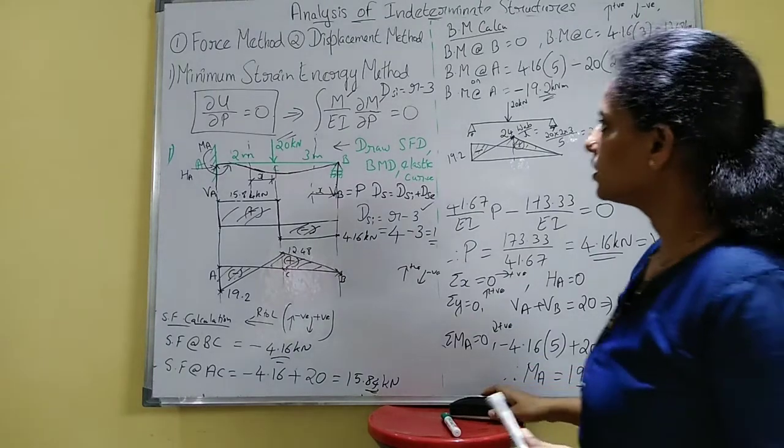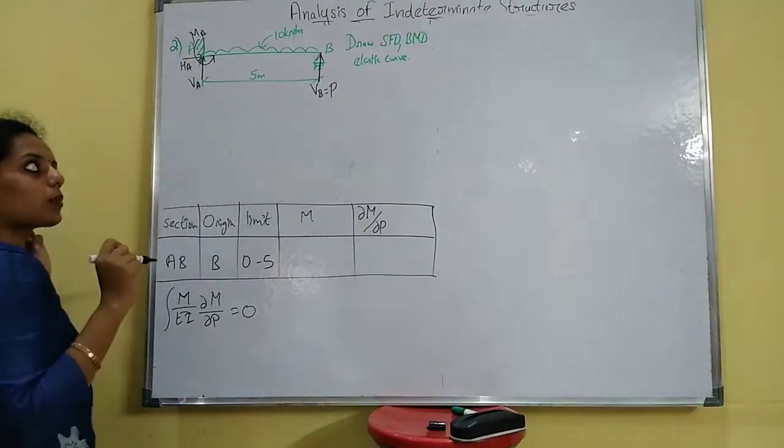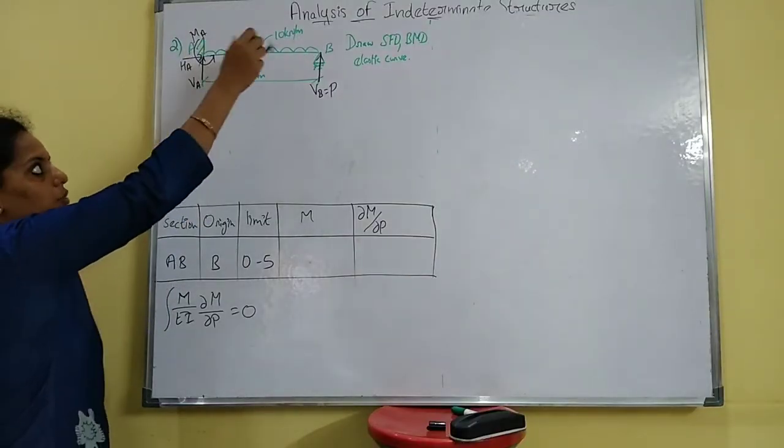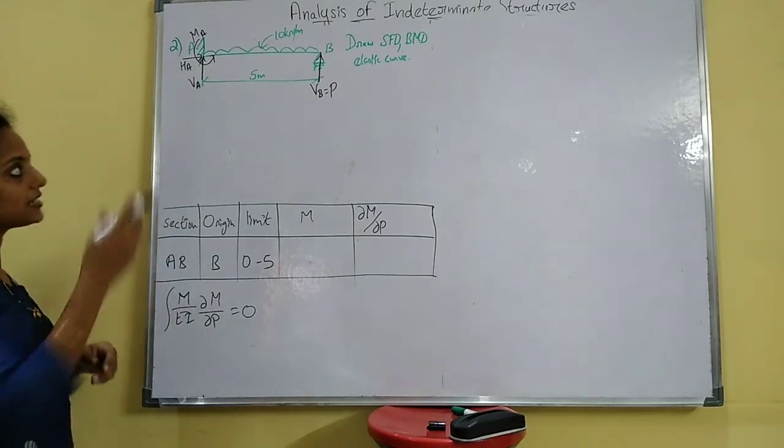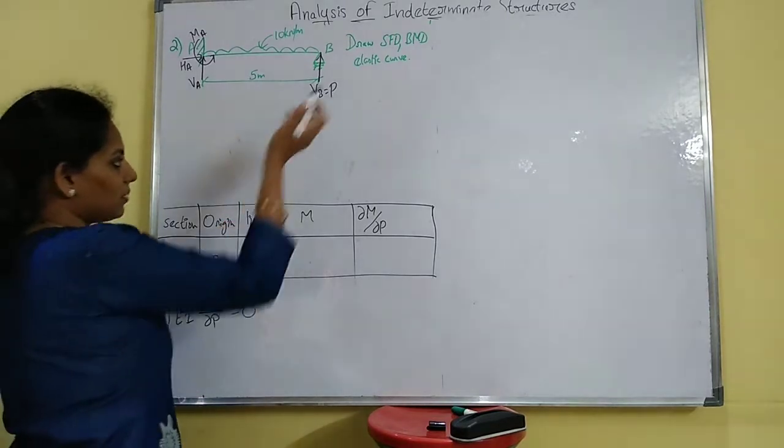Okay, we'll see the next problem. Okay, this is the next problem. Again, it is a propped cantilever beam itself, but what will be the value if a UDL is acting on the beam? Just we'll find out. Simple example.